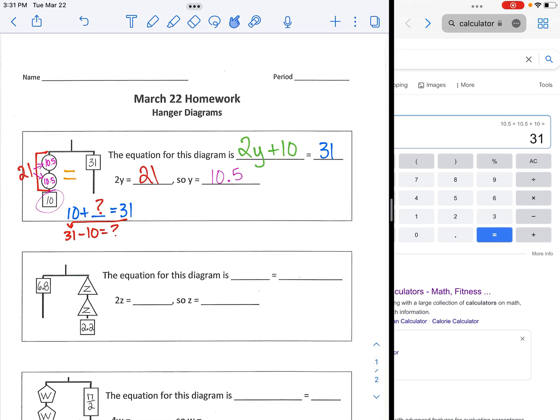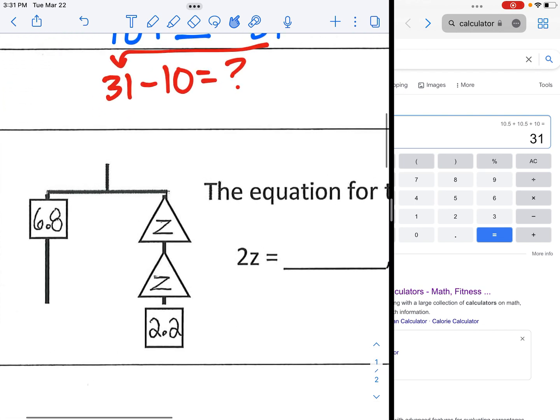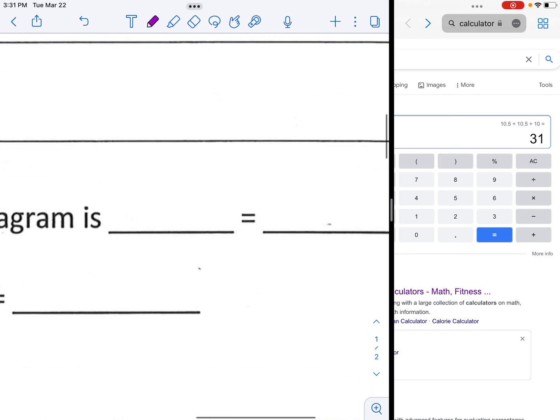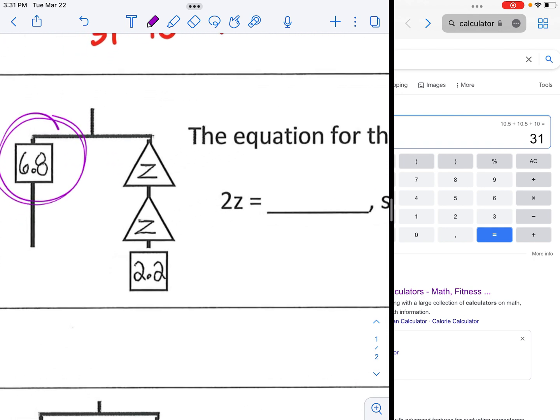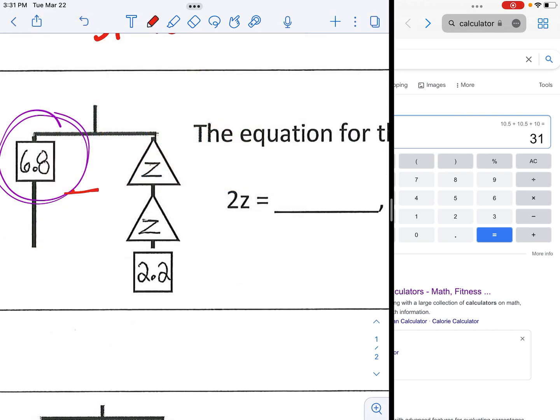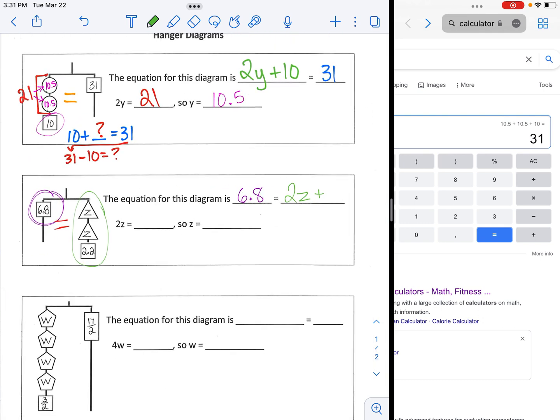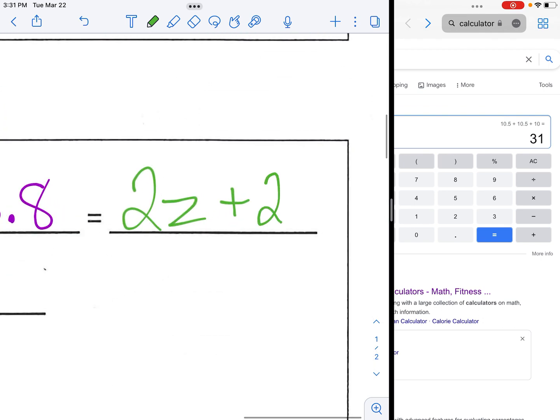Okay, so now I'm going to look at the next problem. On the left, it says 6.8, 6 and 8 tenths. So for the equation on the left side of the equals, I'm going to write 6 8/10. On the right side of the equals, remember that goes in this blank here. On the other side, I see z's and 2.2, 2 2/10. I see two z's, so I'm going to write two z's plus 2.2, 2 2/10.